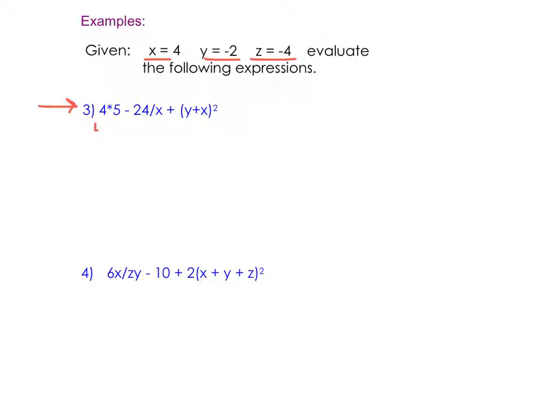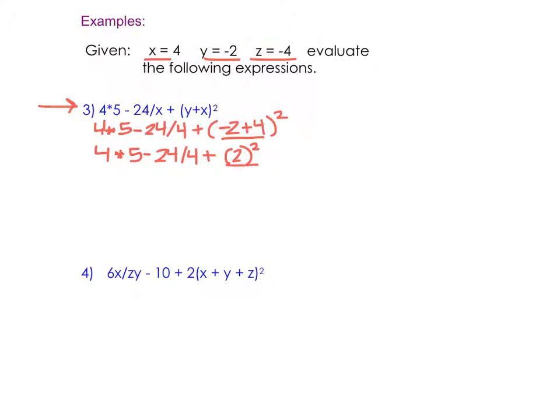So here I start off, I have 4 times 5 minus 24 divided by x is 4, plus y is negative 2, plus x is 4 squared. And then from here, I'm going to apply the order of operations. So I start with my parentheses. So I rewrite the rest of the expression, but I solve my parentheses, which becomes 2.